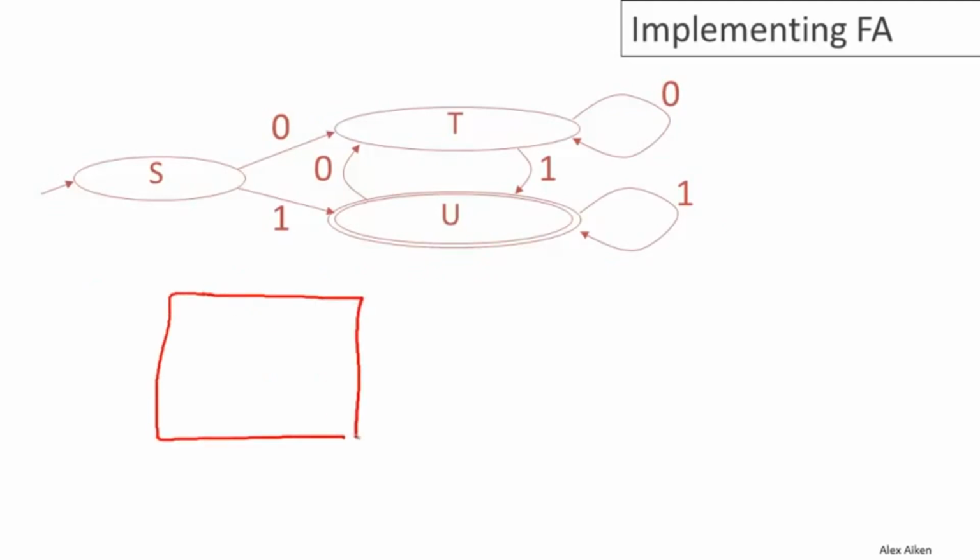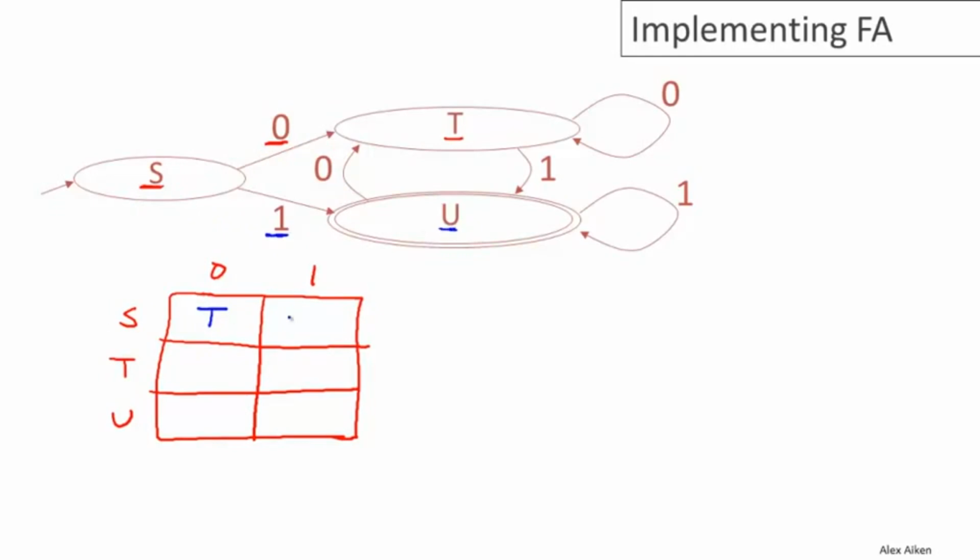So we draw a two-dimensional table, and there are three states, so we'll need three rows. And I'll just label these rows S, T, and U. And then there are two inputs, 0 and 1. And now let's fill in the entries in the table. So in state S, on input 0, where do we go? We go to state T. So the S0 entry will be T. And similarly, from state S on input 1, we wind up in state U. So the S1 entry will be U.